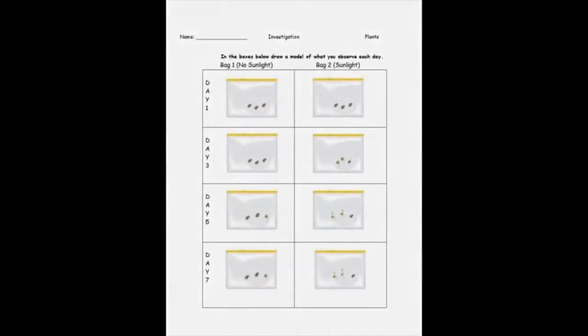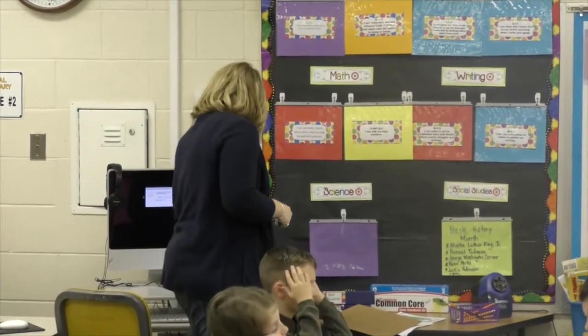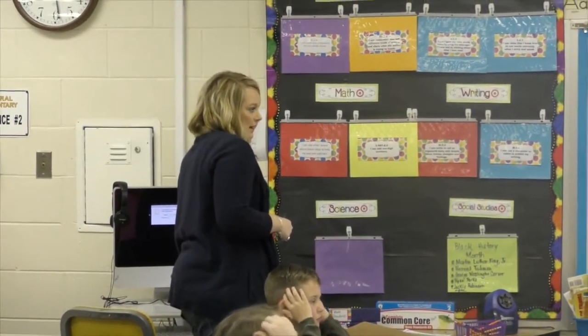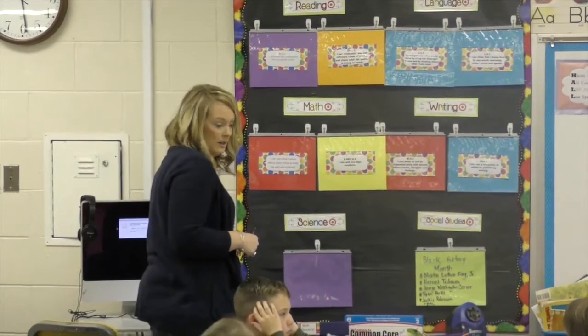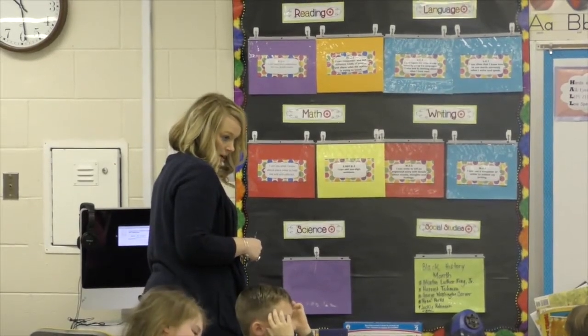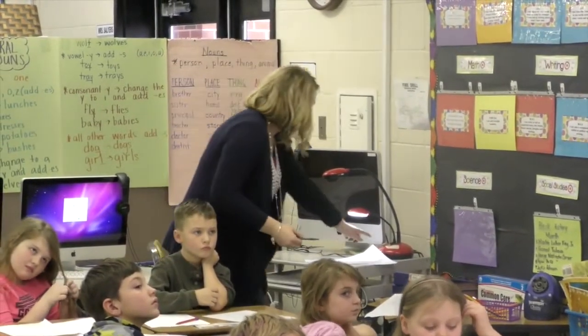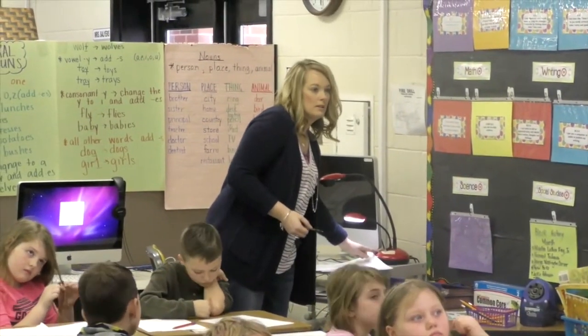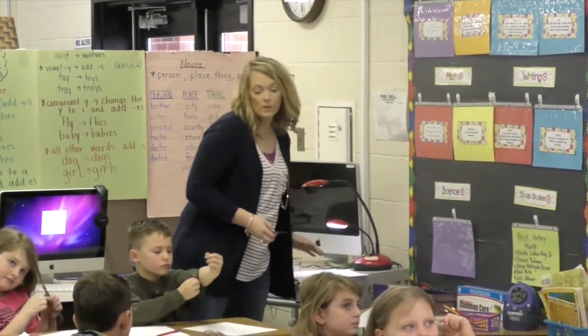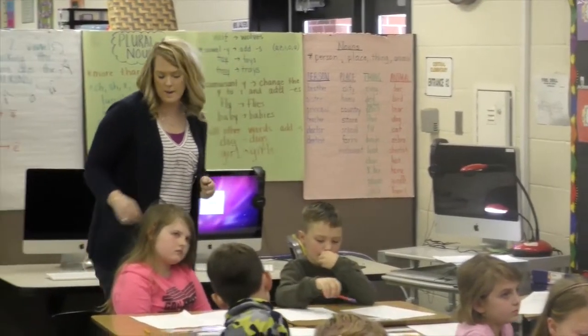these are Sam's 2 bags. He only has 2 bags. That's it. This is his day 1 bag with no sunlight. And this is his day 1 bag with sunlight. Okay? What I also noticed is when we look at part A, Part A tells us to make a claim. And a lot of you were struggling with the word claim.